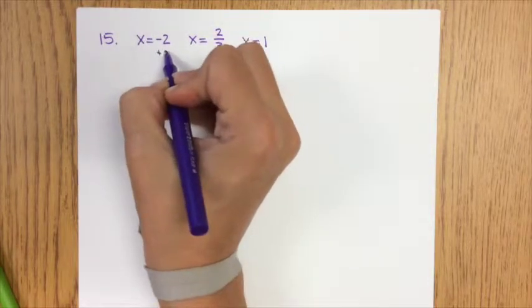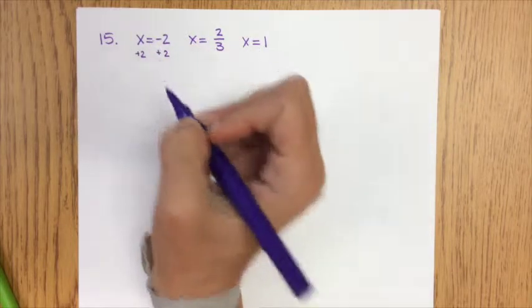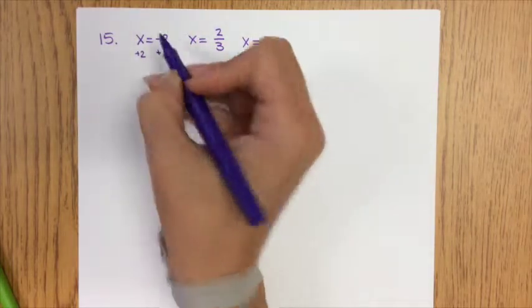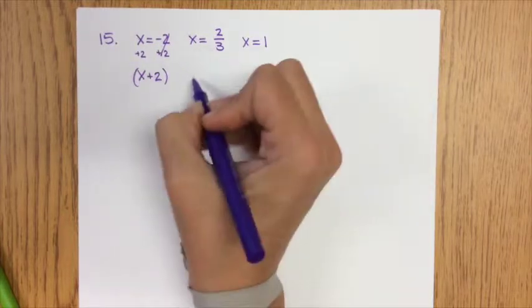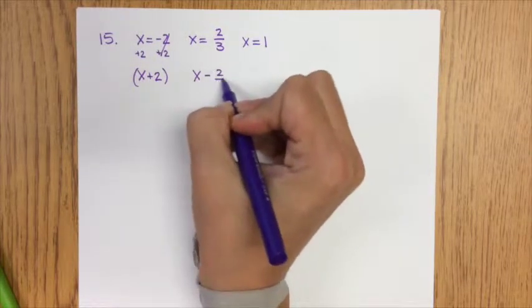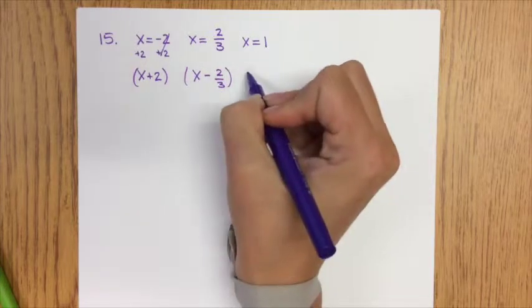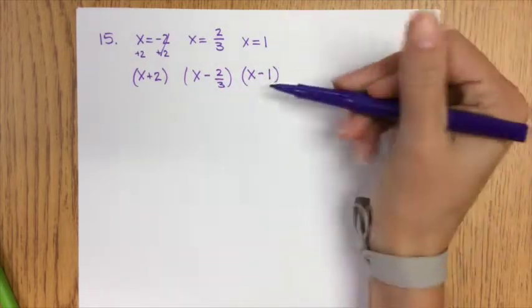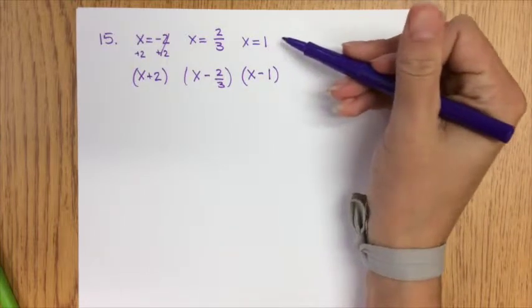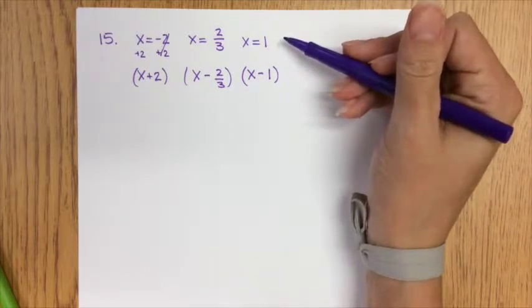If you want to change something into a factor, you're basically moving everything to one side of the equal sign. So you end up with x plus 2 here. You end up with x minus 2/3 here. And you end up with x minus 1 here. So this is factor form and this is zero form or solution form.